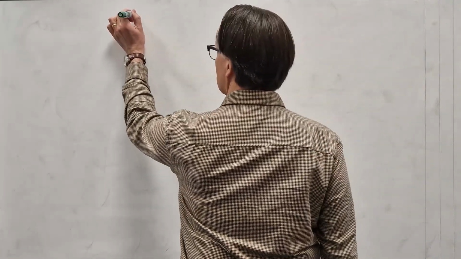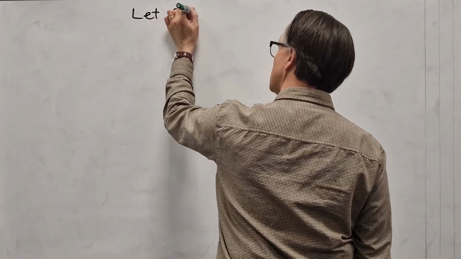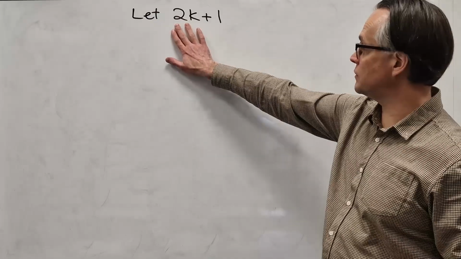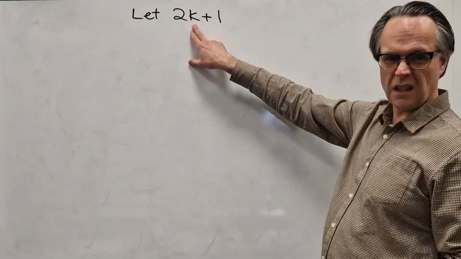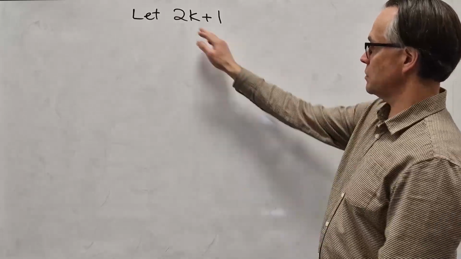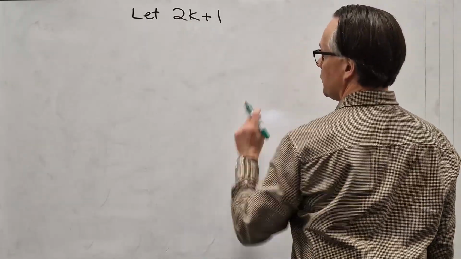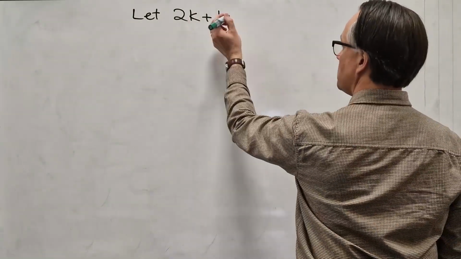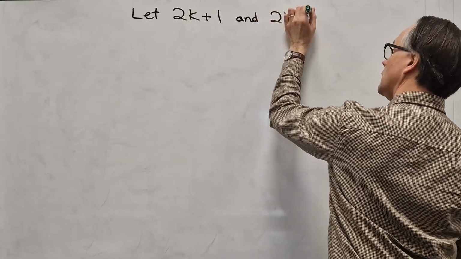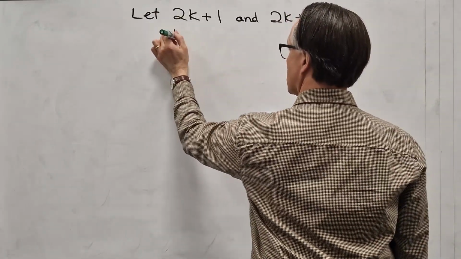So if I say let 2k plus 1, so 2k plus 1 is an odd number because it's a multiple of 2 plus 1, and we tend to use things like k or n to represent some sort of multiple of 2. And if they're consecutive, well, we've got a choice really. We could use 2k plus 1 and 2k plus 3 to be two consecutive odd numbers.